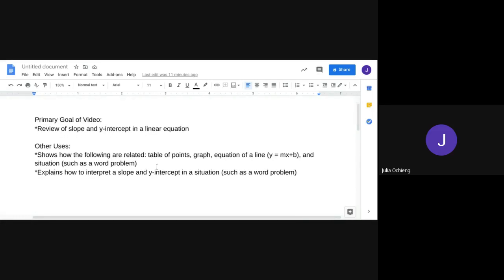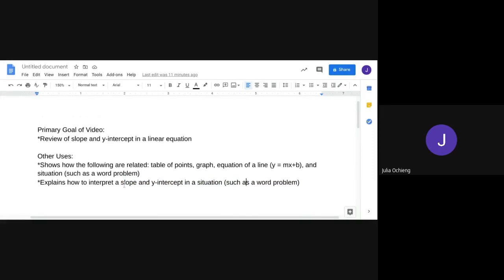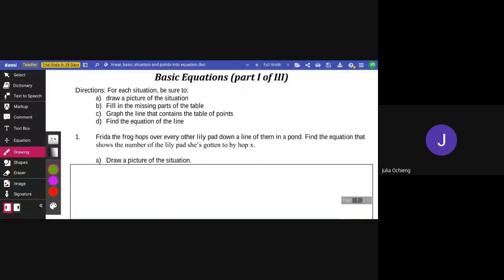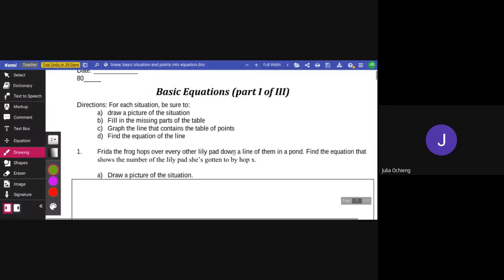Other uses include explaining how to interpret a slope and y-intercept in a situation such as a word problem. So actually all of these are related to the primary goal of the video. Hopefully it will help you with those things. All right, so we're going to do that by looking at a few word problems. Okay, so we're going to start from the ground up.